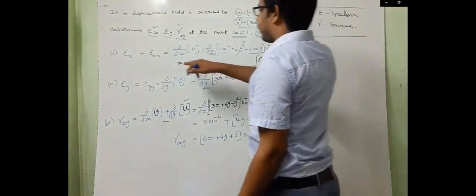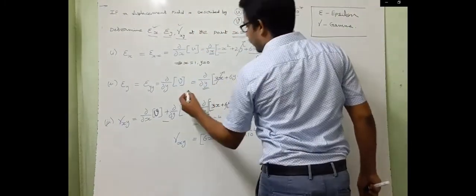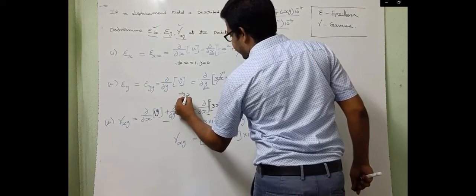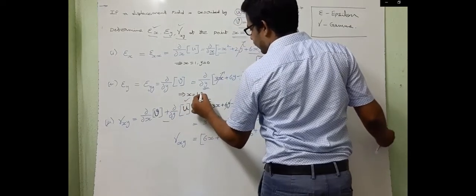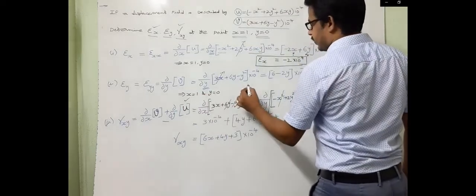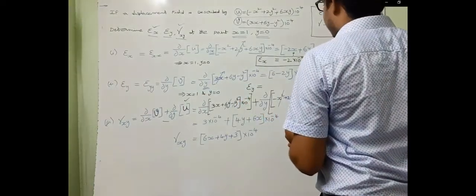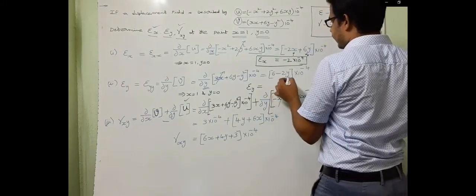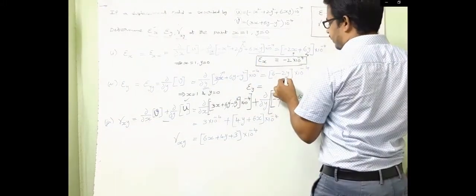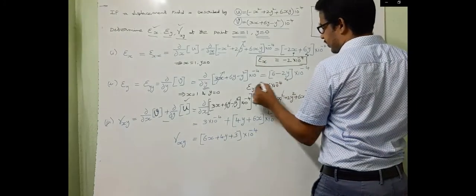What is the epsilon y value? We need to substitute these points, x equal to 1 and y equal to 0. Epsilon y is equal to, since the y value is 0, 6 into 10 power minus 4.